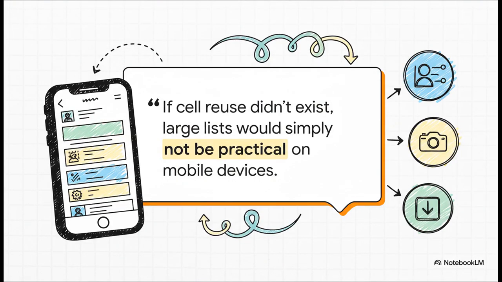And this quote from our source material says it all. If cell reuse didn't exist, large lists would simply not be practical on mobile devices. Just think about that for a second. Your social feeds, your contacts app, your entire photo library, the absolute core experiences of your phone, they just wouldn't be possible in the way we know them without this one single elegant idea.